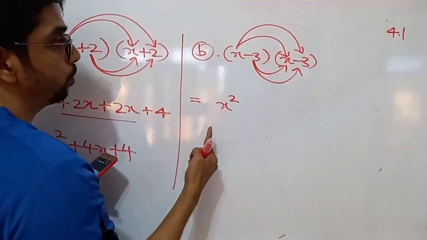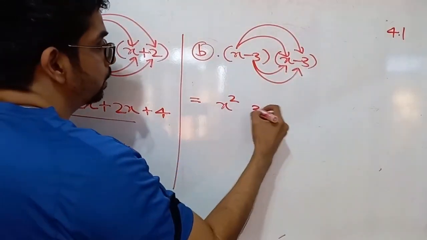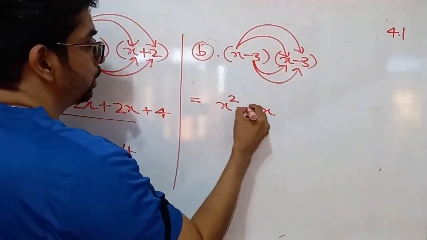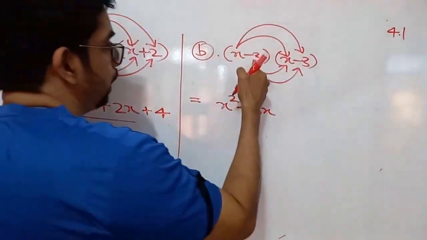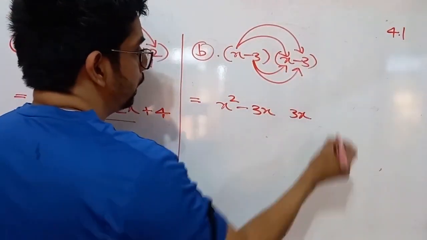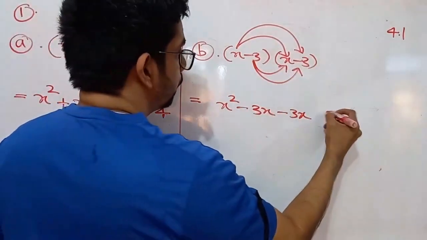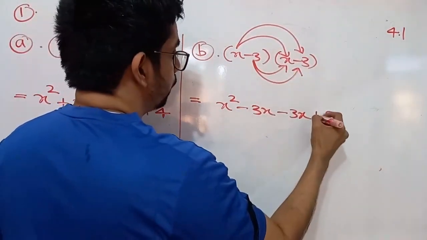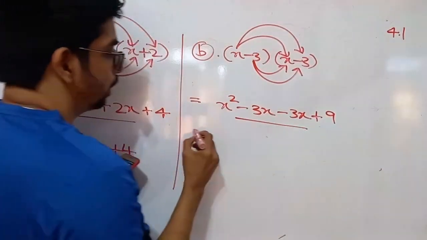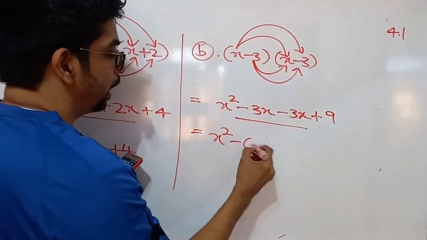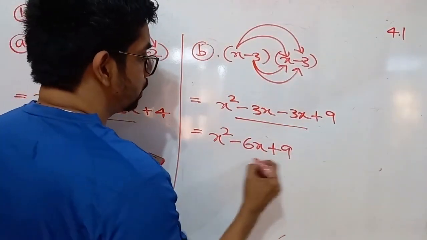Positive into positive, that is positive. x into 3, that is 3x. Positive into negative, that is negative 3x. 3 into x, again that is 3x. Negative into positive, that is negative. 3 into 3, that is 9. Negative into negative, that is positive. Now we have 2 like terms. So x squared, negative 6x plus 9.